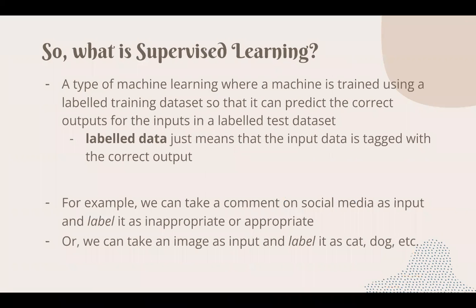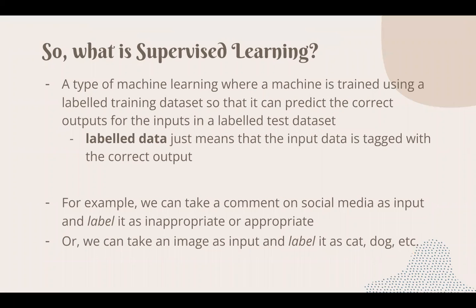So what is supervised learning? It's a type of machine learning where the machine is trained using a labeled data set, which we'll get into later, so that it can predict the correct outputs for inputs in a labeled test data set. Labeled data just means that the input data is tagged with the correct output. This differs from unsupervised learning because the groups are predetermined. You'll understand this more once we go over some of the vocabulary terms that come with supervised learning.